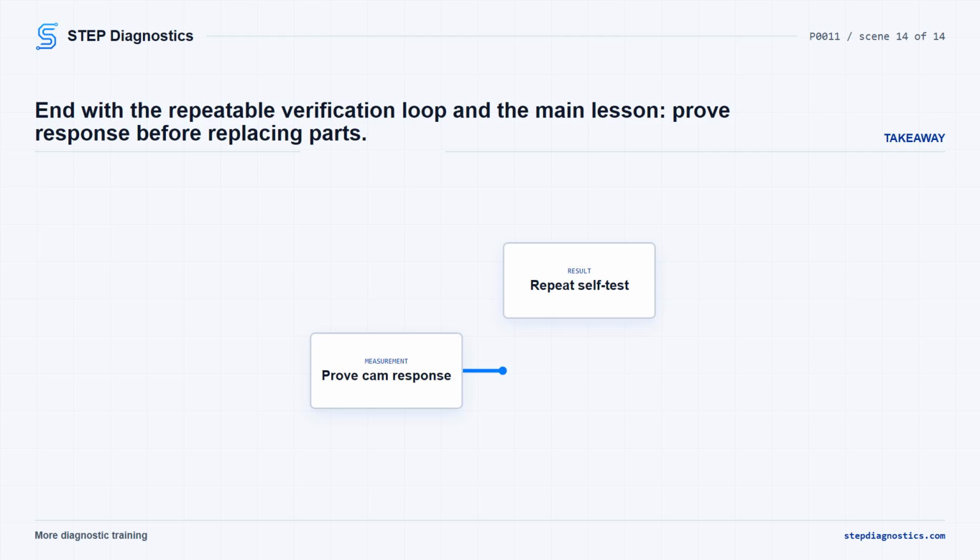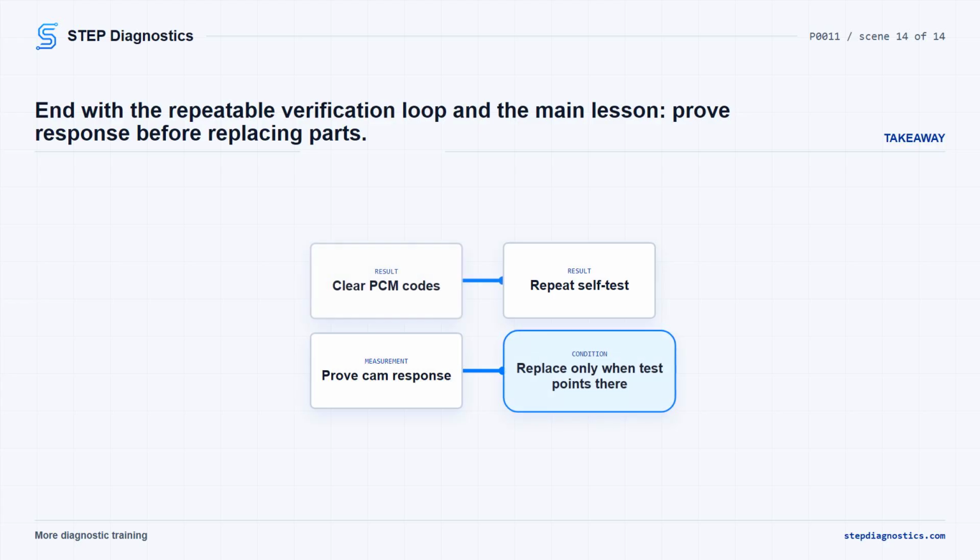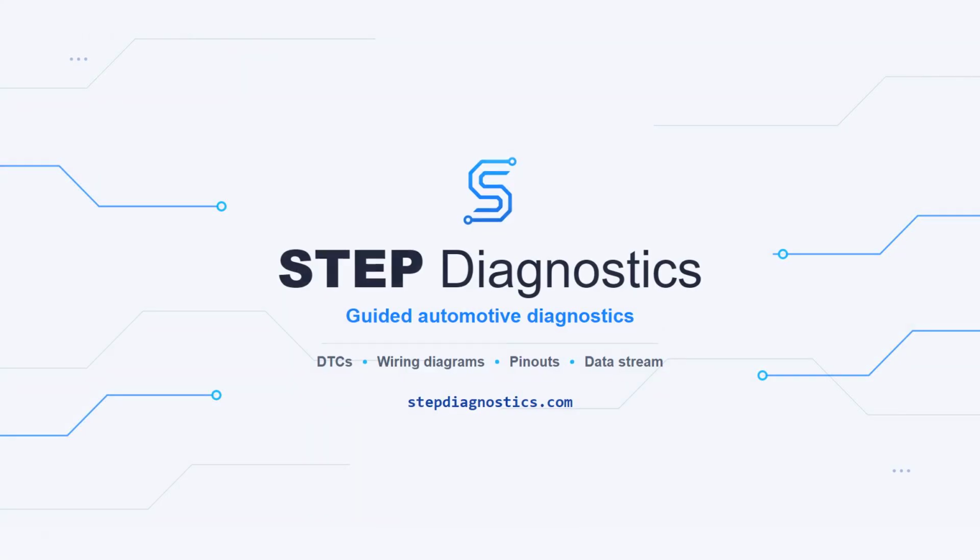The takeaway is simple. P0011 is a command versus response VCT timing problem. So prove cam movement, prove the error PID behavior, check for oil flow and oil pressure issues, and only replace a component when the test points there.